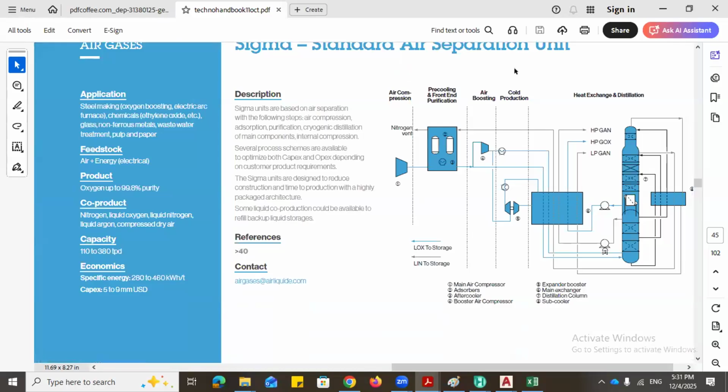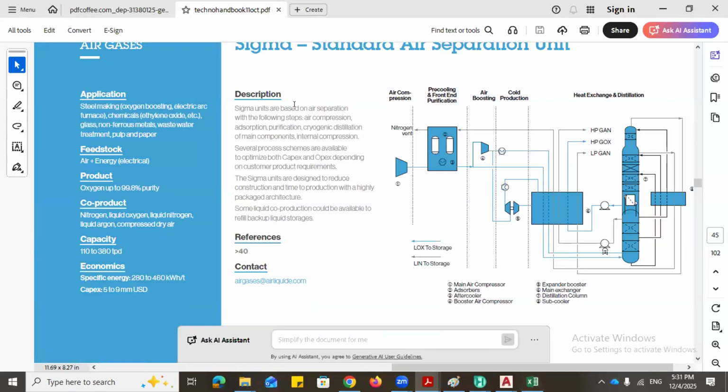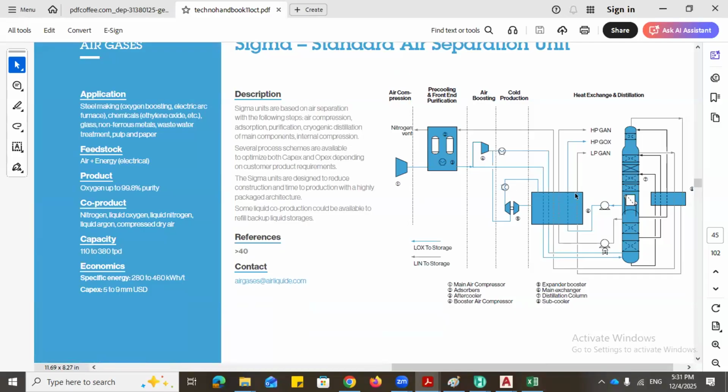So fine. Let's start with this here. Just saw them. Okay, fine. Saw them online. Excellent. So this is one of their process flow diagrams. If you look at this now, they are compressing the air, pre-cooling, boosting, co-production, the heat exchanger, which is the LNG heat exchanger, and this is the distillation cooler, right?